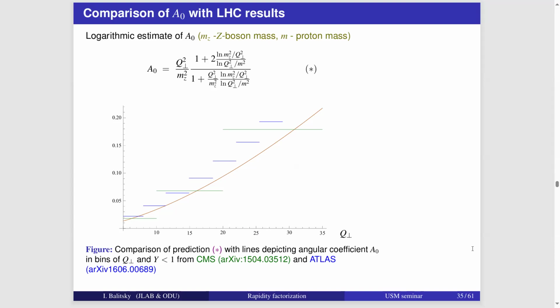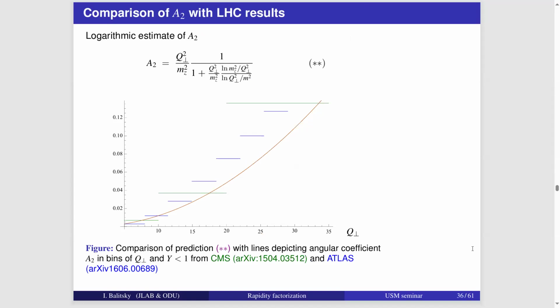nothing here, no parameter at all. And that's my curve. Those are the data from CMS and ATLAS. For A2, the accuracy is a little bit worse, but it's still okay because all my calculation was with 1 over N_C accuracy. So the accuracy here is 1 over N_C. And it is funny that the back-of-the-envelope estimate is comparable to the experiment. So this method of calculation of power correction works.